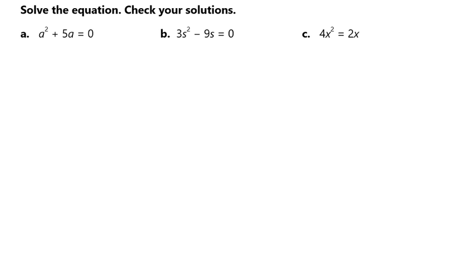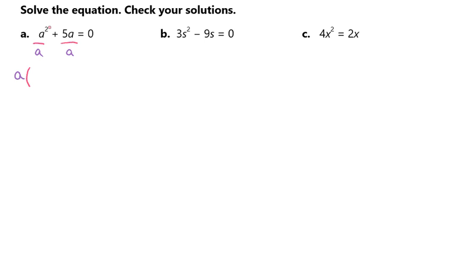In this video, we're going to be solving these equations by first removing the greatest common factor. So for letter A, we have a squared plus 5a equals 0. What we're looking for is what exactly the a squared and the 5a have in common? Well, they both have an a. So we're going to pull out an a, which is going to leave us with a times.